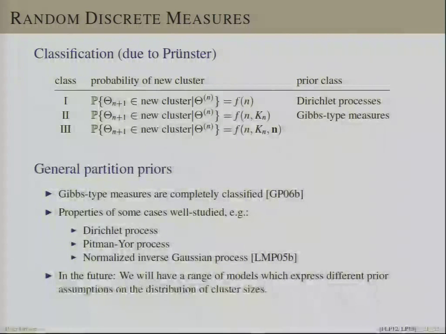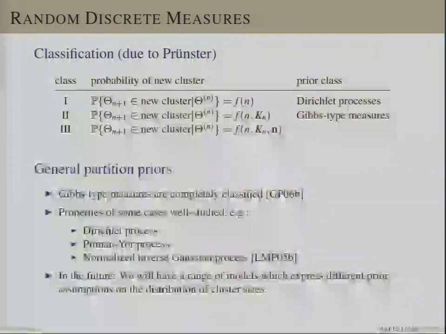So we know a few of these models. One of them is the Dirichlet process, of course. One of them is the Pitman-Yor process, which is in this class here. We know another one which is also in this class. This is something called the normalized inverse Gaussian process. This is the model I mentioned earlier, which is a bit more robust with respect to the alpha parameter.